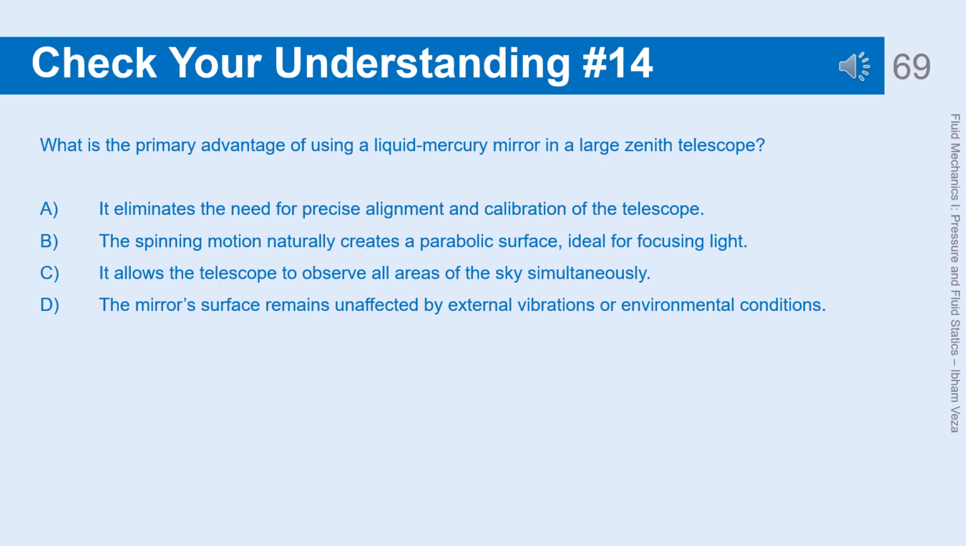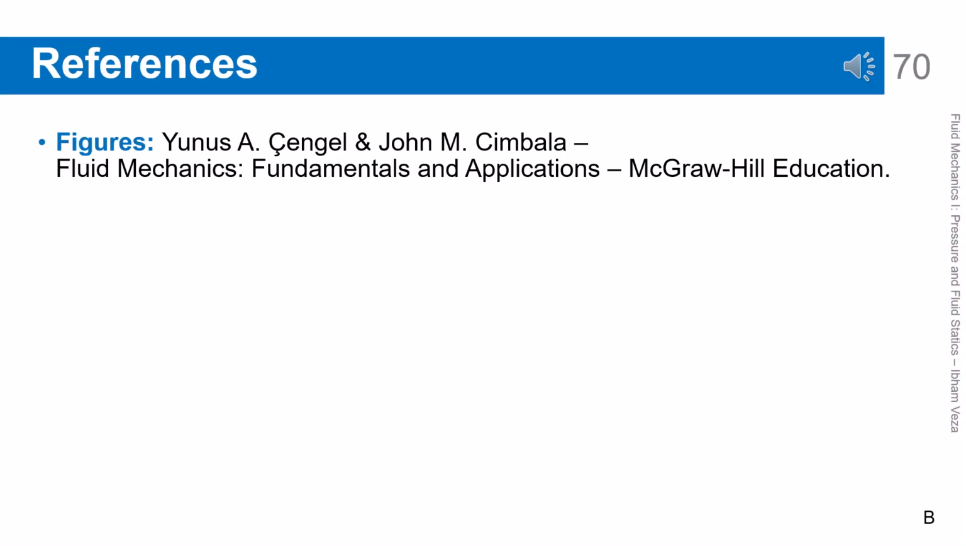While the liquid mirror benefits from its self-forming parabolic shape, precise alignment and calibration are still needed for other parts of the telescope to ensure accurate observations. Option C. Liquid mercury mirrors are limited to observing objects near the zenith and cannot scan all areas of the sky due to their fixed orientation. Option D. The mirror's liquid surface can be affected by vibrations or environmental disturbances, requiring careful control to maintain its shape.